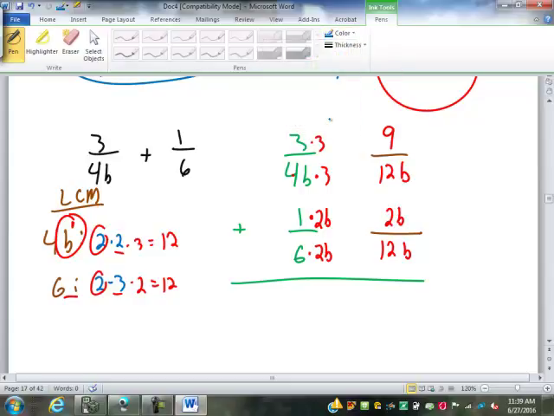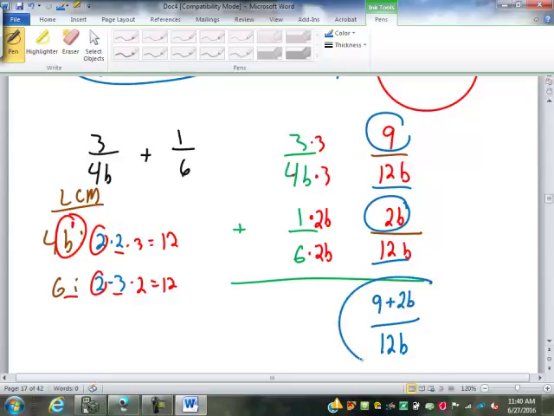Here's the part that kind of stretches your imagination a bit. Now that we have the common denominator, the 12b, we know that our answer is going to have a common denominator of 12b. For our numerator, we combine the numerators. What is 9 plus 2b? Stays 9 plus 2b. We can't combine them. Okay?